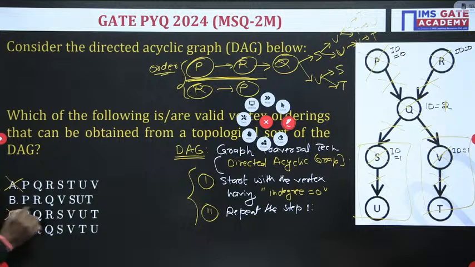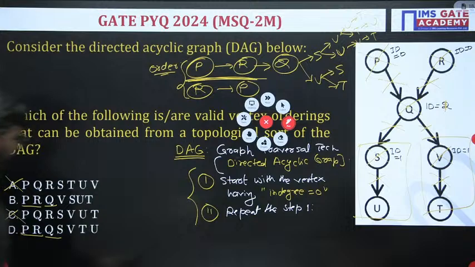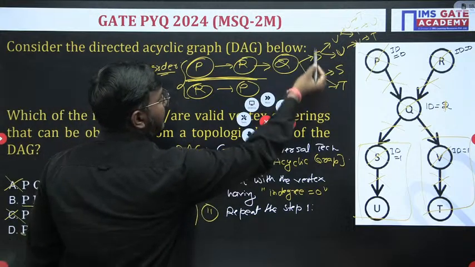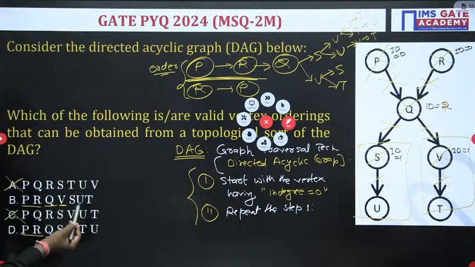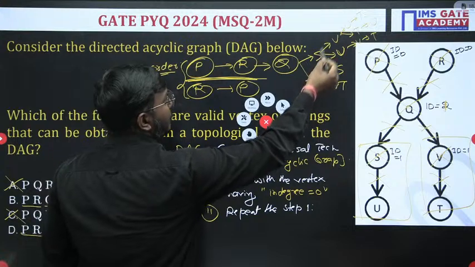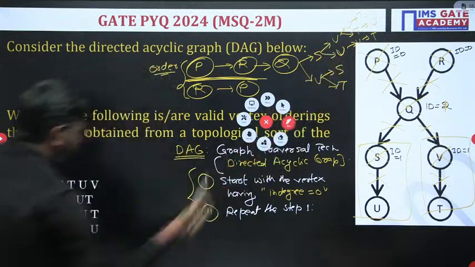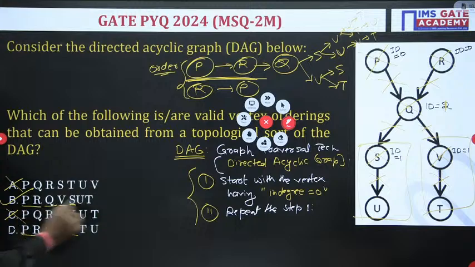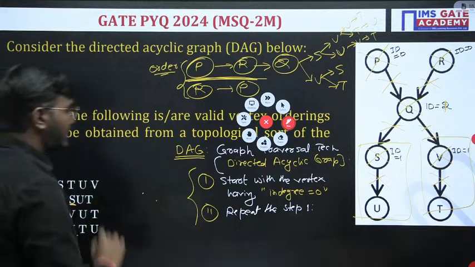Now see here PR, then Q, so Q is done here. Then see, one of the options is V and another option is S. Both are possible here. Then I can go to the S or I can go to the V here. After S, go to the V. After V, I can go to the S. Both possible here. So option B and D is the correct answer.